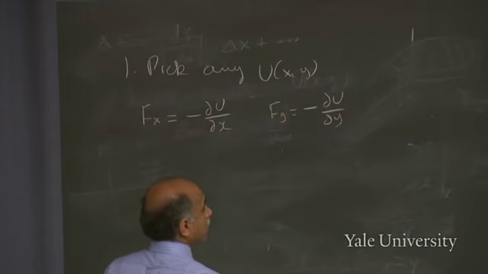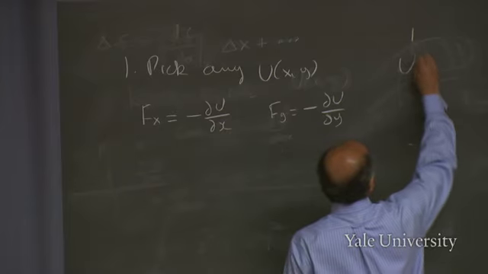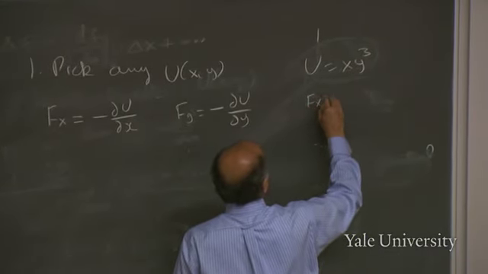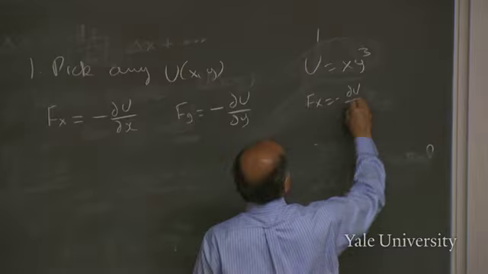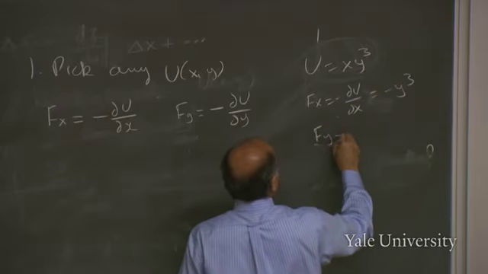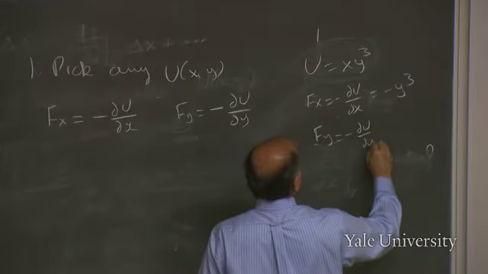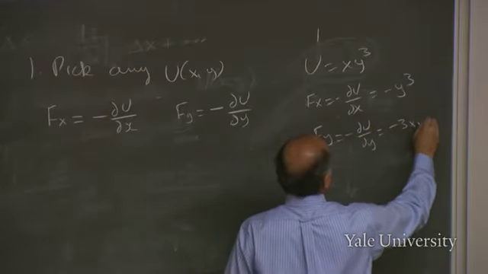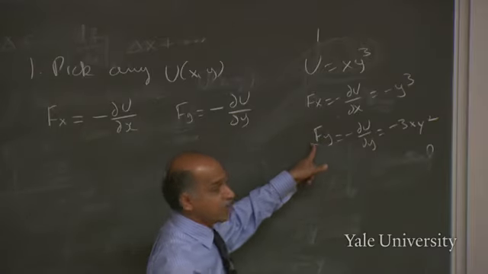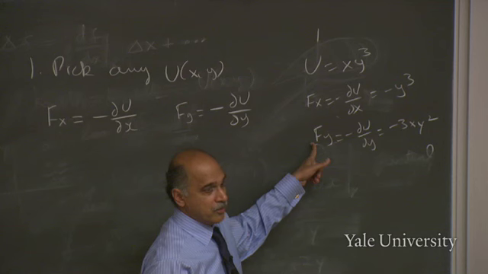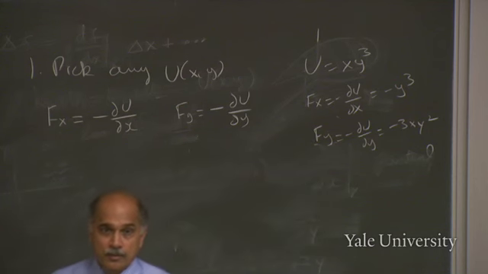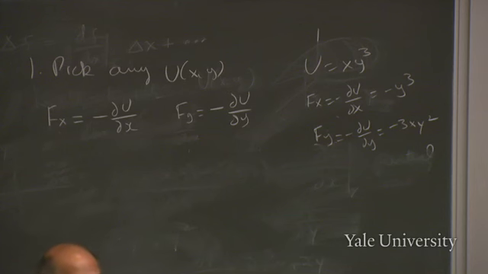So how do I know that? So for example, I'm saying, suppose u equal to xy cubed. Then fx is equal to minus du dx, which is equal to minus y cubed, and fy, which is minus du dy, will be minus 3xy squared. The claim is if you put dx times fx and dy times fy, the answer will not depend on how you got from start to finish. So let me prove that to you. Here is the proof.